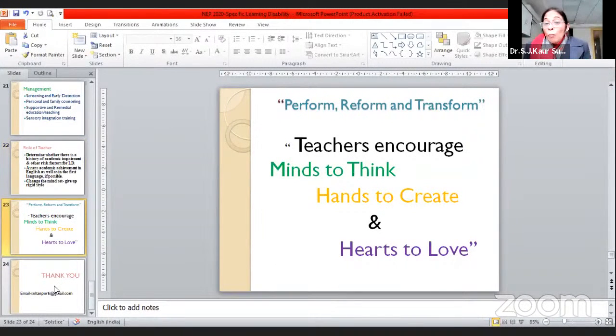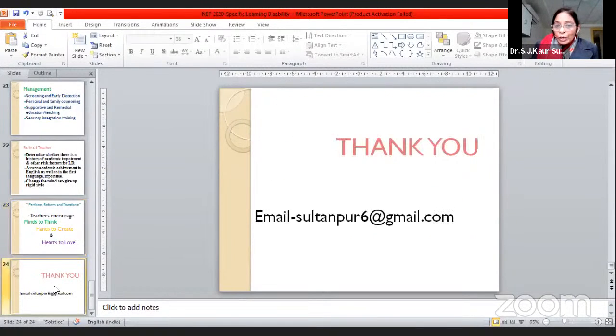Perform, reform, and transform. Our Honorable Union Education Minister, Mr. Pokhriyal, has said two days back also, perform, reform, and transform. So as an educator, as a teacher, we should perform, we should reform and transform. Teachers encourage minds to think, hands to create, and hearts to love. With this, I conclude this session.